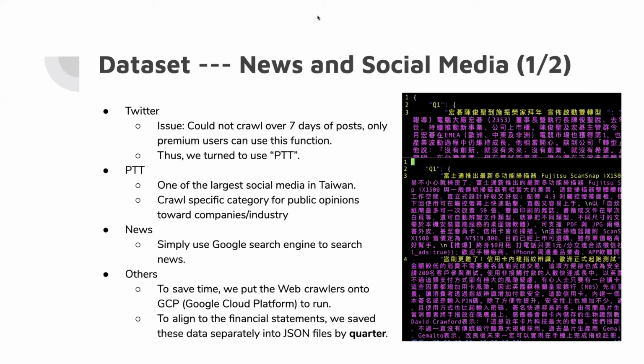Next is the news and social media. For the social media, first, we wanted to use Twitter because we know many people use Twitter and have posts on it. However, we found that since we are not a premium member, if we want to crawl over 7 days of posts, we need to pay money. So my partner and I decided not to use this.